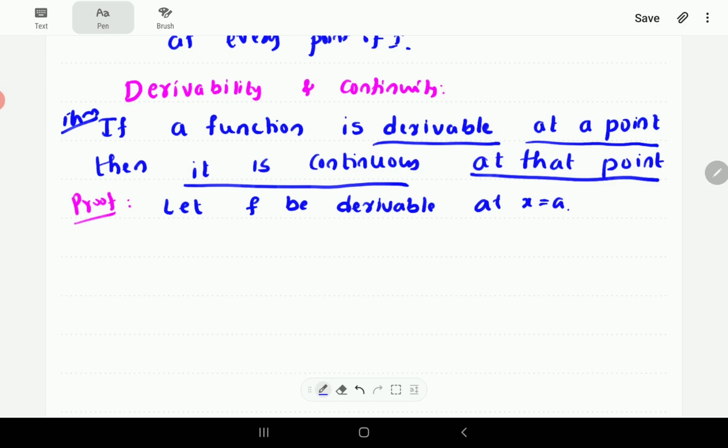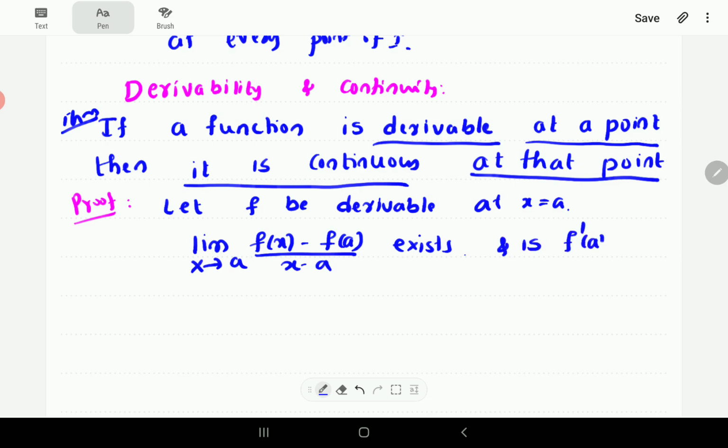Then we know that a given function is derivable at a point only if the limit of f of x minus f at the point a, divided by x minus a, as x is tending to a, exists. I'm taking a instead of c here. By the definition, that is f dash of a, also denoted by f prime of a.